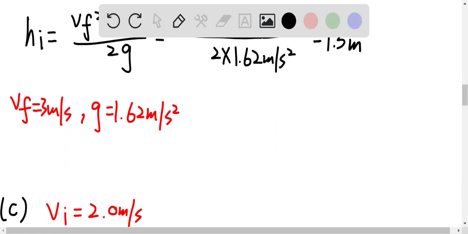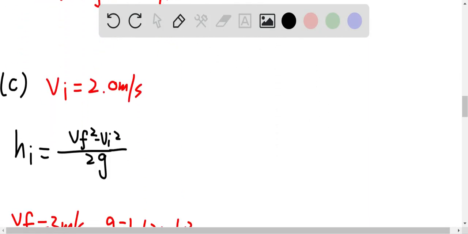So now let's take a look at part C. For part C, it was given that the velocity of the lander relative to the surface at the moment is 2 meters per second upward. Since it's upward, therefore it's positive 2 meters per second.